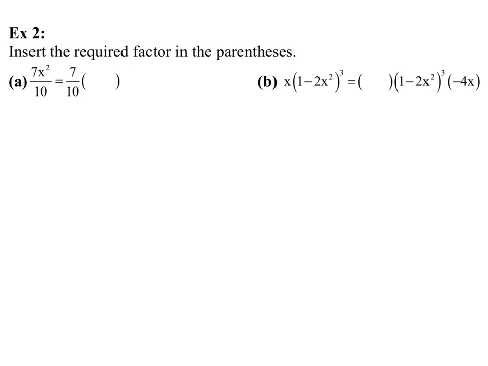Alright, insert the required factor in the parentheses. Okay, so here I have 7/10. What are we pulling out? We're just pulling out the x squared. That's it. Just factoring that up. Already done with part A.